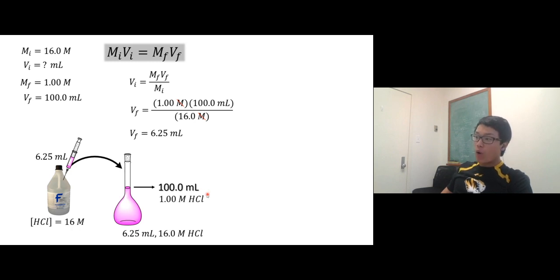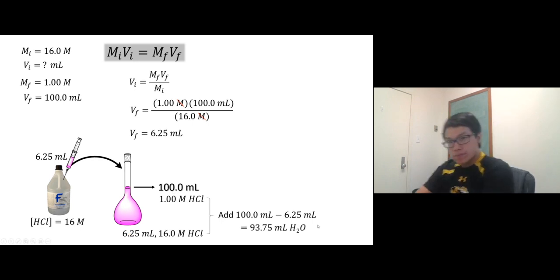Don't add 100 milliliter water. If you do that, you're going to end up with 106.25 milliliter, which is way too much. The concentration is going to be lower than 1 molar, okay, which we don't want. So we add only 100 minus 6.25. That's the volume of water.